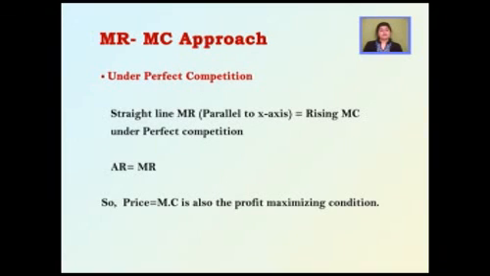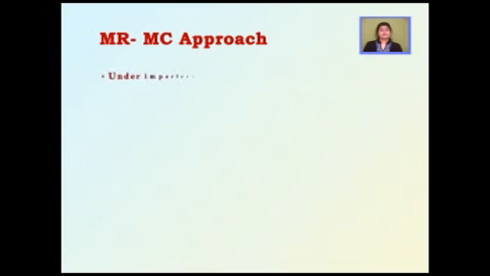Friends, under perfect competitive market, since MC will be rising but MR will be a straight line parallel to the OX axis and MR will also be equal to AR, we can say that price is equal to marginal cost can also be the alternative profit maximizing condition. Whereas in the imperfect competition, maybe monopoly or oligopoly or monopolistic competitive market, falling MR will be equal to the rising MC. So where they will cut each other, that will be the equilibrium for the producer.